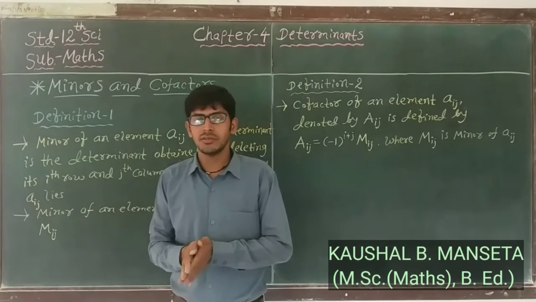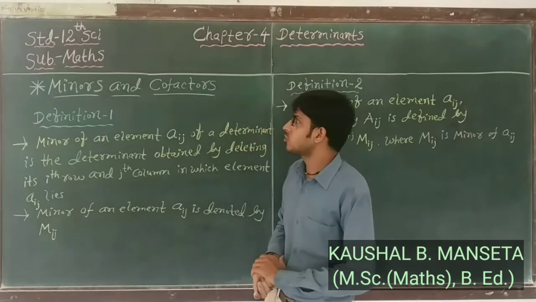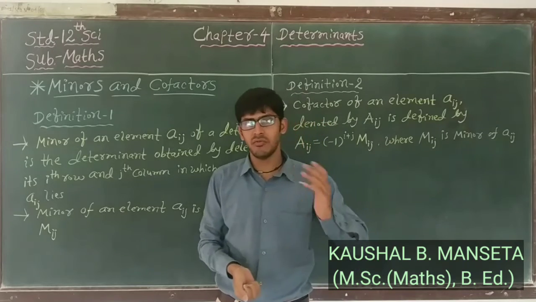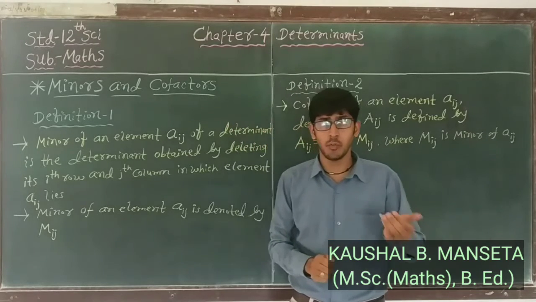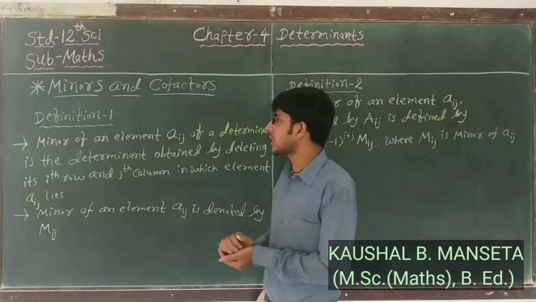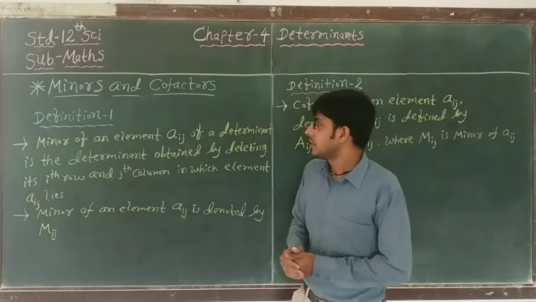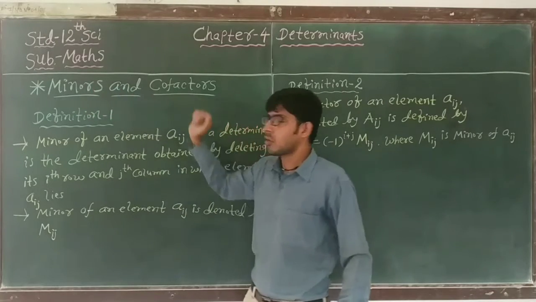Good morning, dear students. Last time we completed Standard 12 Science Maths, Chapter 4, Determinants, Exercise 4.3. Today we are going to start a new topic of determinants: minors and cofactors.